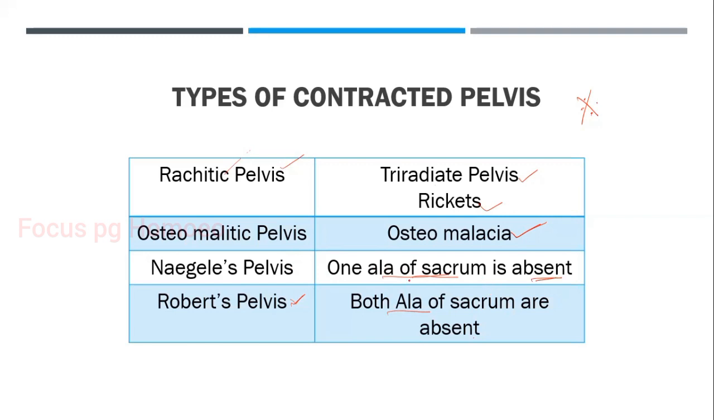If the sacrum has only one ala, it is Naegele's pelvis, and if both alae are absent, it is Robert's pelvis. So very important, you have to remember these are the important points, which can be a definite question.